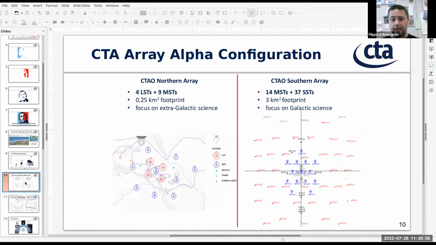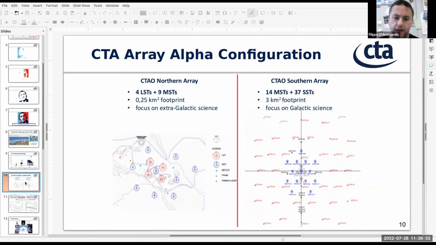And the initial configuration of the CTA array is called the alpha configuration. So this is the configuration that we have at the beginning. The final goal is to have the omega configuration, but I will discuss only this. It includes 4 large telescopes in the north and 9 medium telescopes.